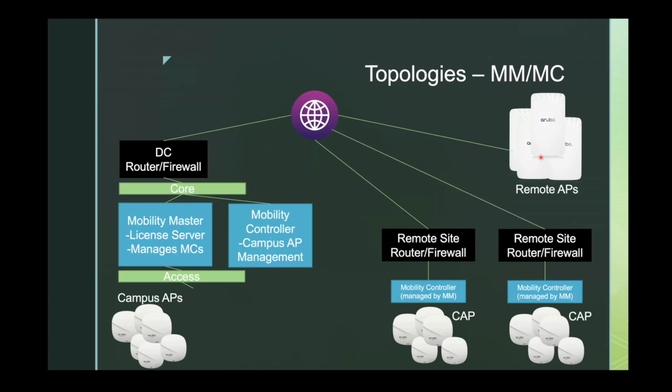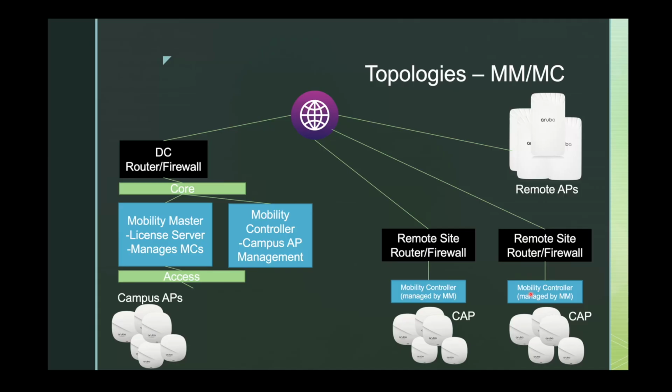So let's expand on this mobility controller, mobility master kind of thing. This is kind of the last example, but a little bit more expanded. This is really multi-site oriented. So you start with your corporate network at your office. You have your campus APs managed by your office campus mobility controller. Now, the mobility master is sort of the star of the show here, as it's controlling the mobility master at your HQ, as well as your remote site mobility controllers.